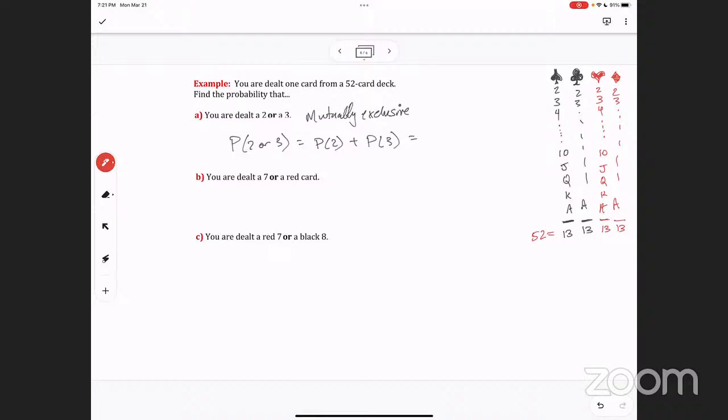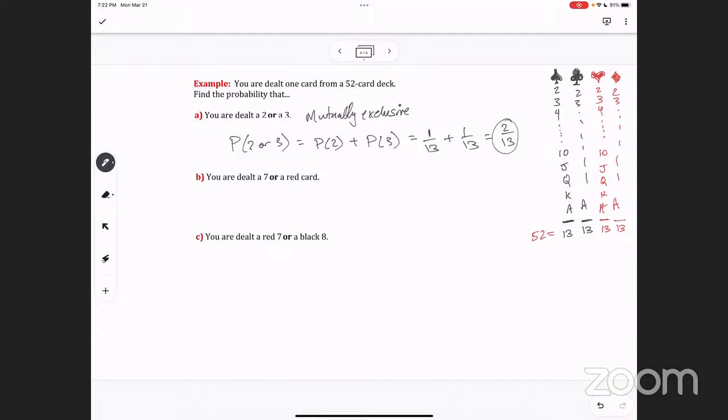What's the probability you're going to be dealt a 2? 2 is 4 out of 52, right? Or 1 out of 13. And 3 is also 1 out of 13. So what's the probability you'll be dealt a 2 or a 3? 2 out of 13.